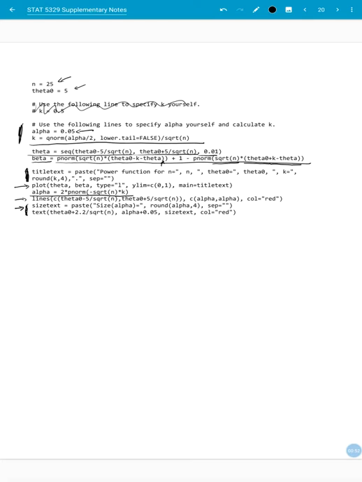This is my qnorm of alpha over 2, lower.tail equals FALSE. So it's calculating the quantile with alpha over 2 being greater than it, and I'm dividing by the square root of n. So it's exactly the same formula that I had before. Let me get rid of my crossing it out. I'll leave that alone there.